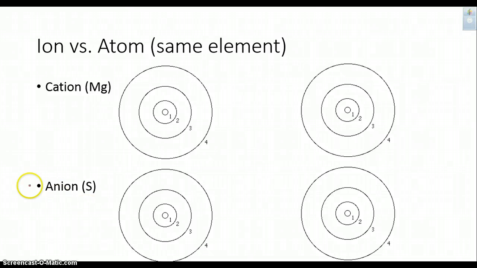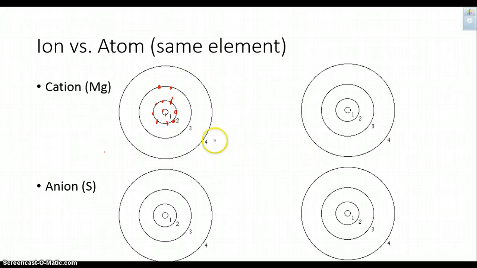Let's say we have a cation. Remember, these are going to be your positive ions here. We're using magnesium. Magnesium has 12 protons, 12 electrons to assign. So let's go ahead and assign those 12 electrons. So we have 1, 2, 3, 4, 5, 6, 7, 8, 9, 10, and then 11, 12.